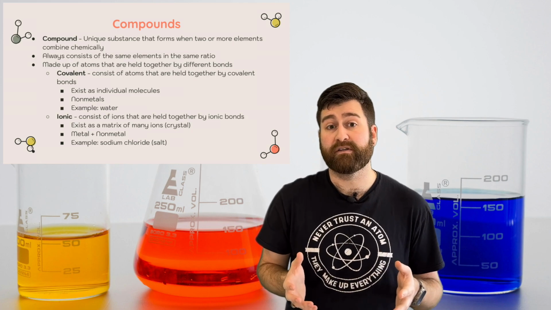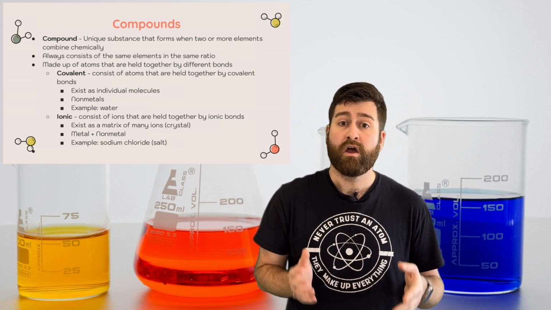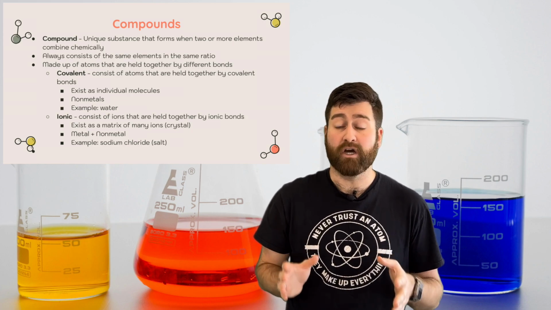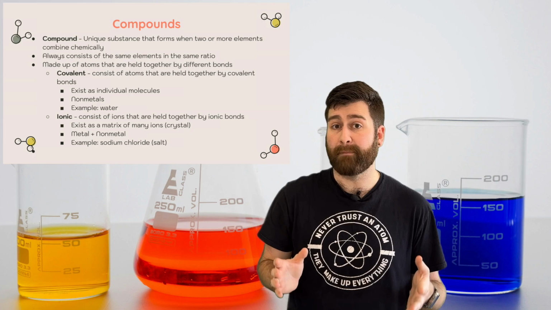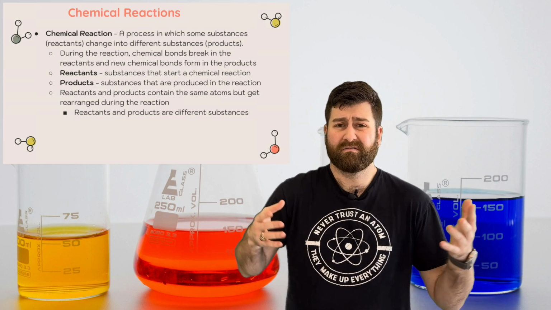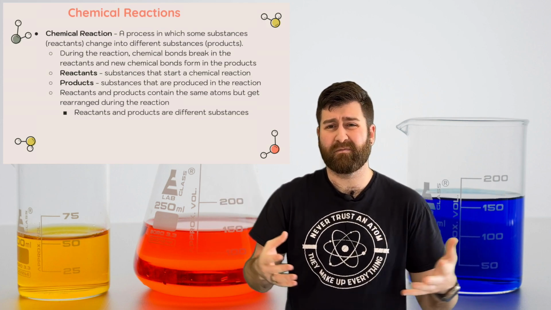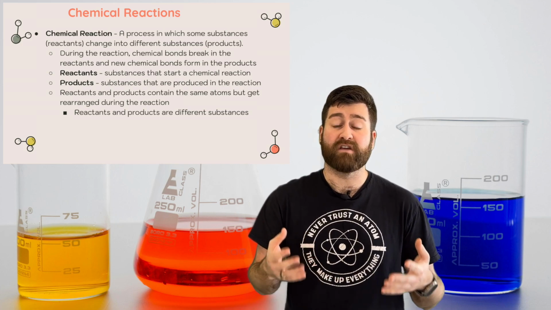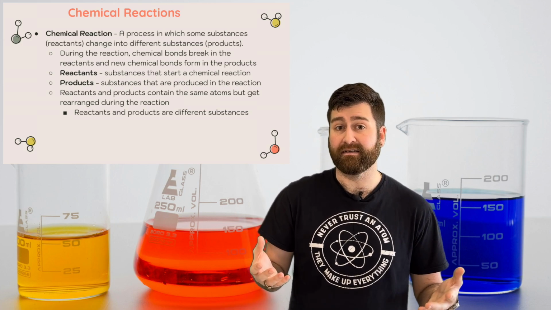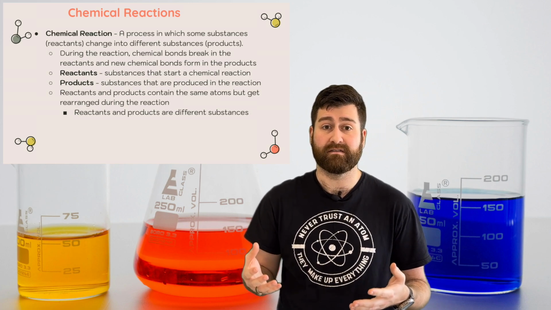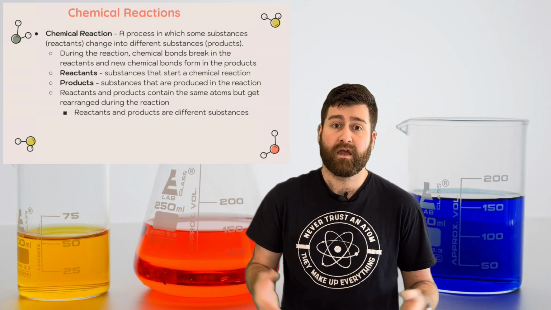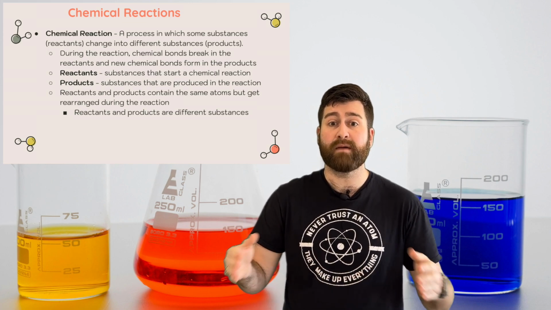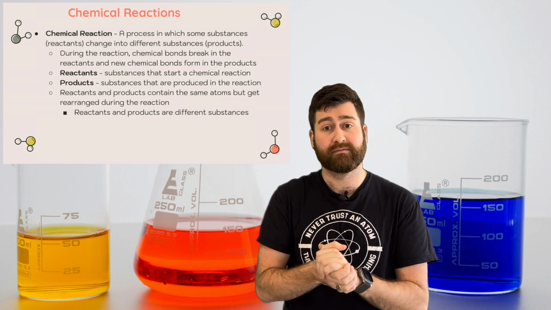In the chemical properties of matter episode I mentioned earlier, we also touched on reactivity. Remember that reactivity is just the ability of an element or compound to react. So, we've talked a little bit about this, but what is a chemical reaction? It is the process in which some substances, aka reactants, change into different substances, aka products. During the reaction, chemical bonds break in the reactants and new chemical bonds form in the products.